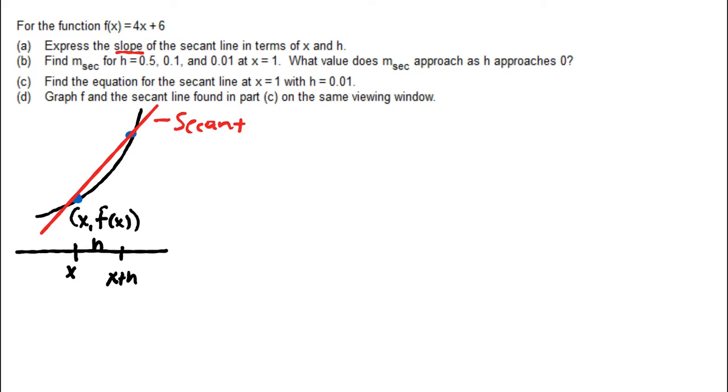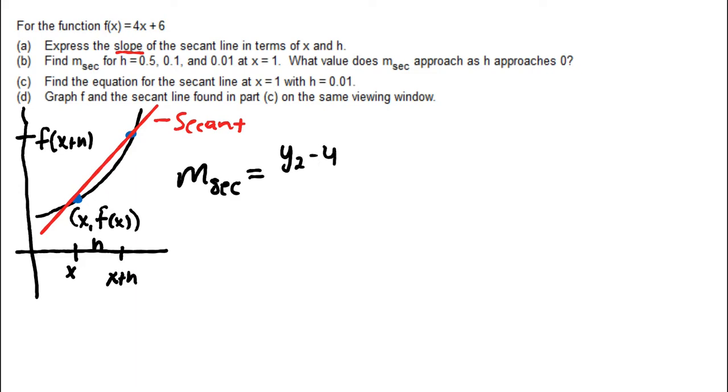Then the y value at that point, so here's our y scale, the y value at that point will be f at that x value, x plus h. So we're going to be able to find the slope of the secant line by using our normal slope formula. Our normal slope formula is to take y2 minus y1 over x2 minus x1, except we're going to use these ordered pairs that we have here. So the one ordered pair is x, f of x, and the other ordered pair is x plus h, f of x plus h.